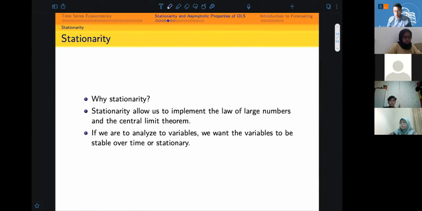Okay. Before I go and discuss why stationarity, any questions on the idea of stationarity?